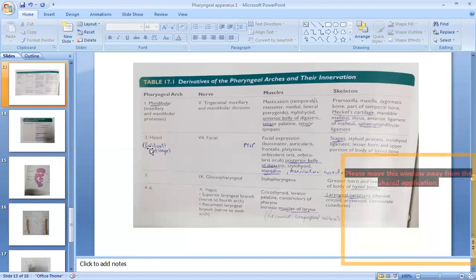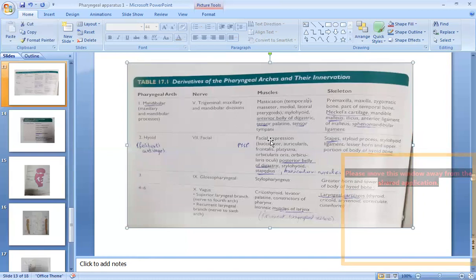Then comes the second arch. The second arch, as per Reichert's cartilage, is also called the hyoid arch, because part of the hyoid is made from this arch. The specific nerve for this is the seventh cranial nerve, or the facial nerve. The muscles originating from this are the muscles of facial expression.